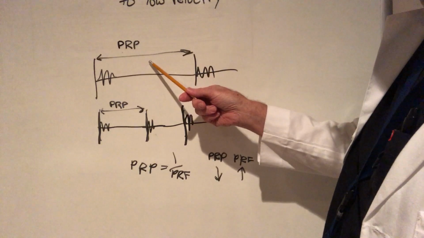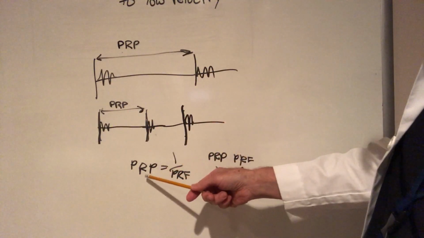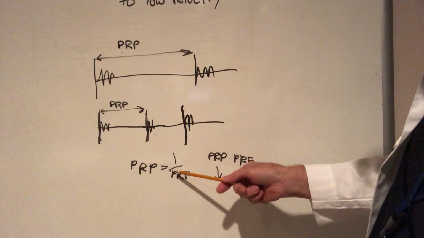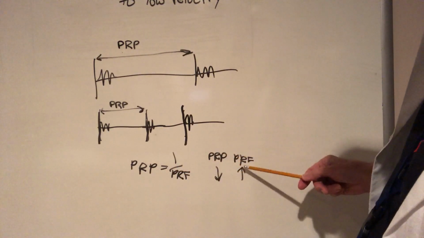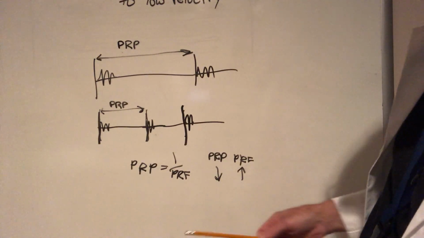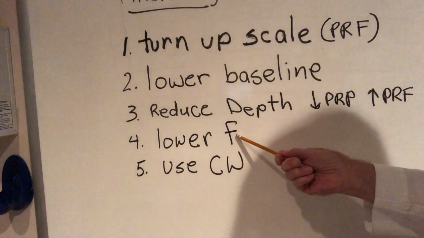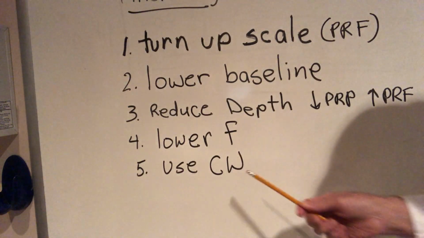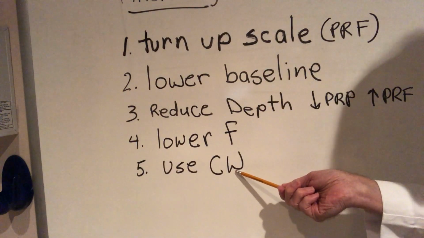Remember, when you reduce depth, you reduce the pulse repetition period. And pulse repetition period is the inverse of pulse repetition frequency. So when you bring your pulse repetition period down, your pulse repetition frequency goes up, and that's like turning up the scale. You could lower the frequency by going to a lower frequency transducer, or you could use continuous wave. Remember, continuous wave doesn't alias.